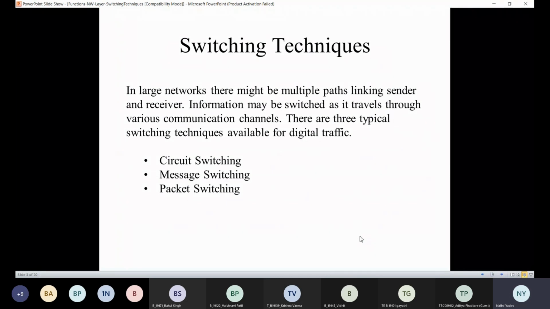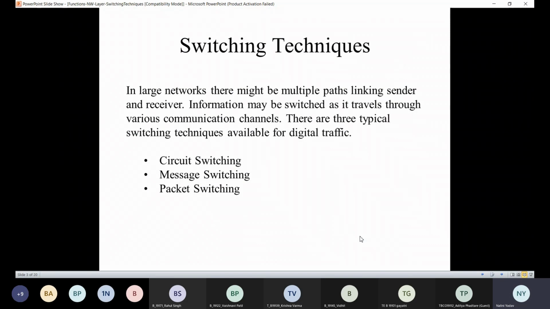Okay. Now, in a large network, there will be multiple paths linking sender and receiver. Correct. As we have already seen, you must have studied Dijkstra's algorithm and the shortest path algorithm in second year. There we saw that from source to destination we have multiple paths. The same concept of multiple paths is applicable here also. So information can be switched as it travels through various communication channels.